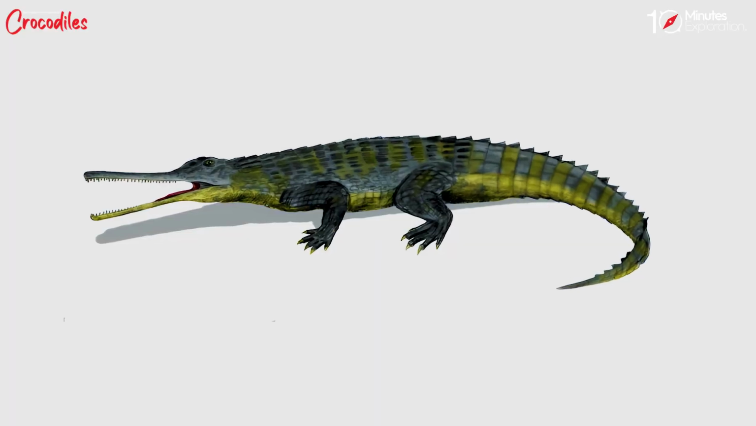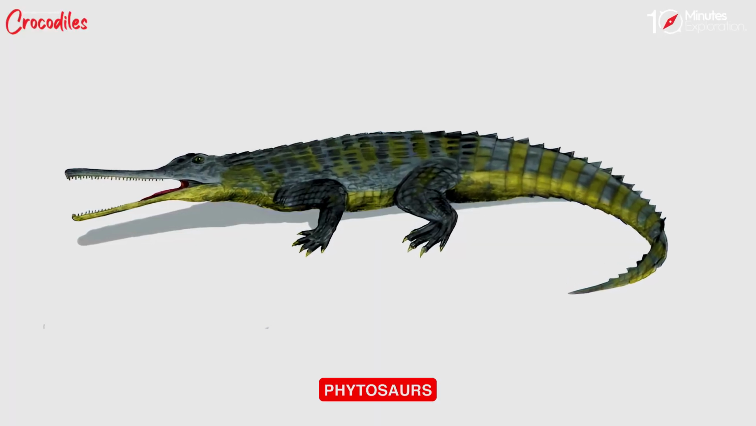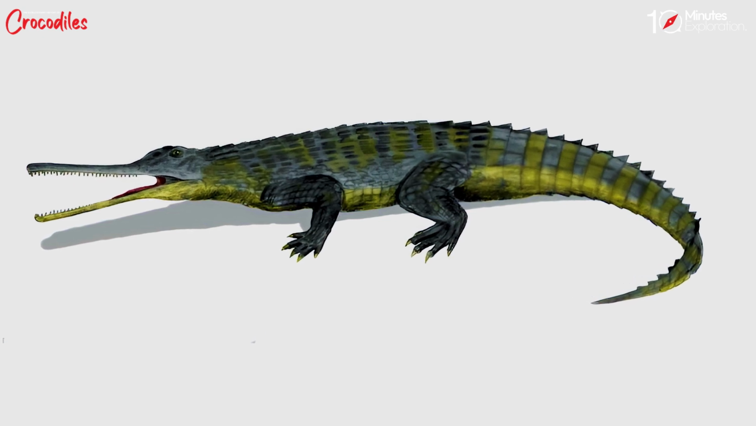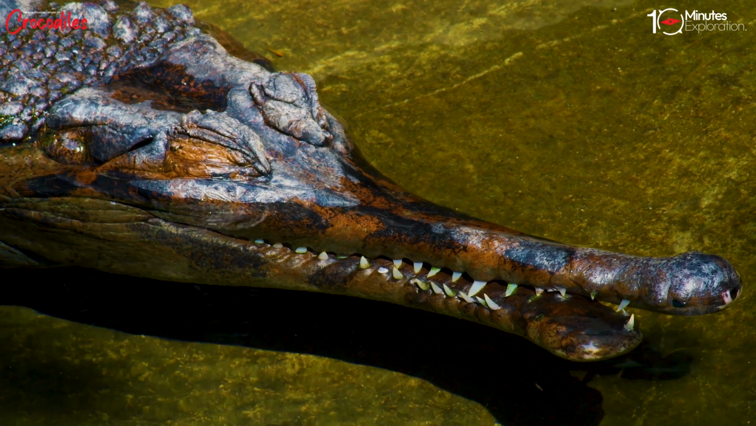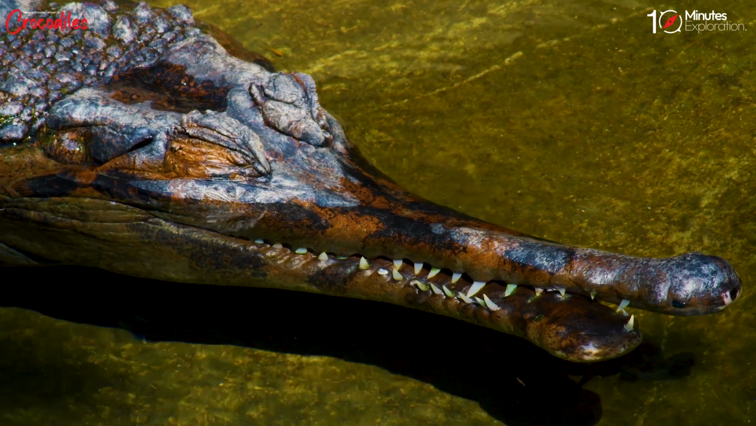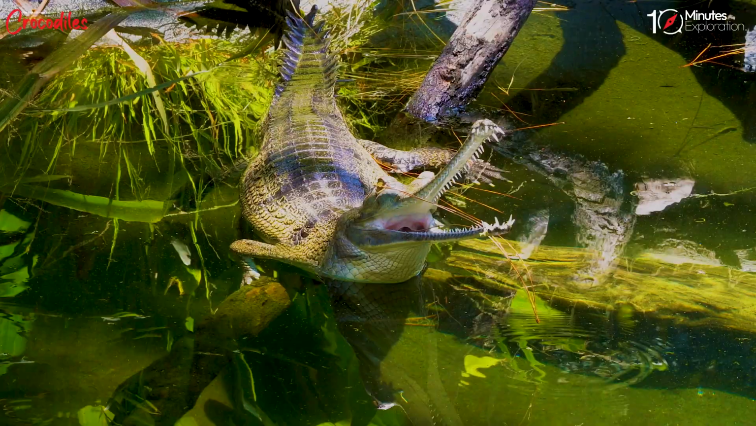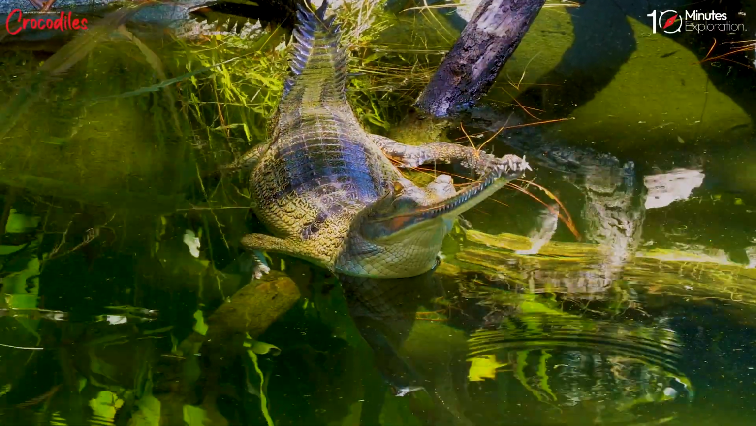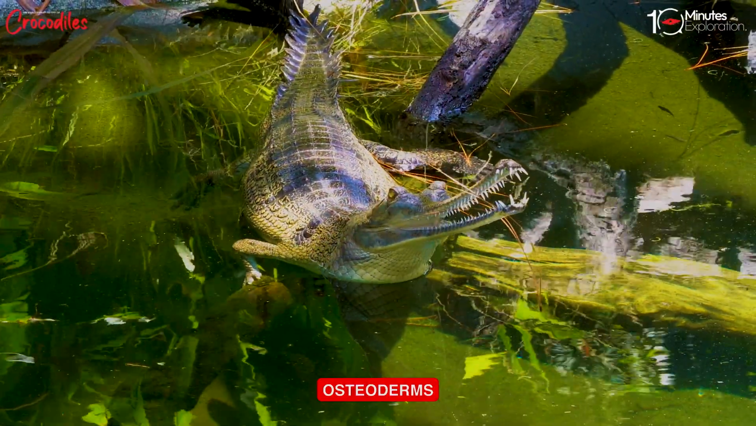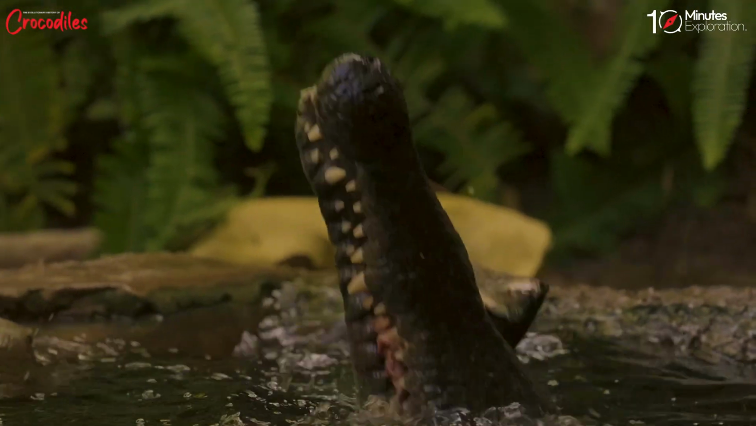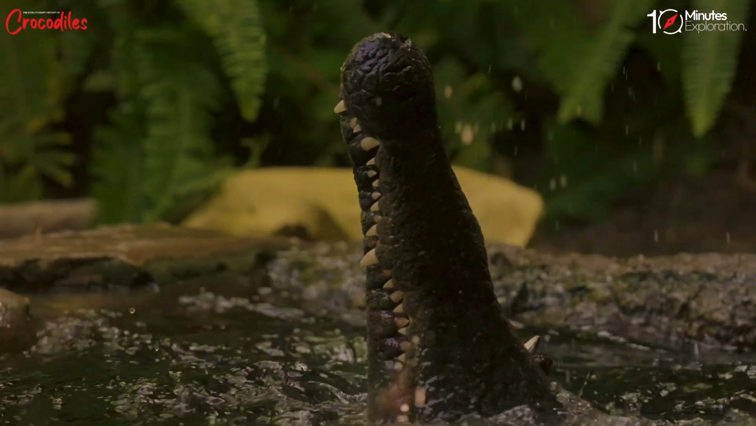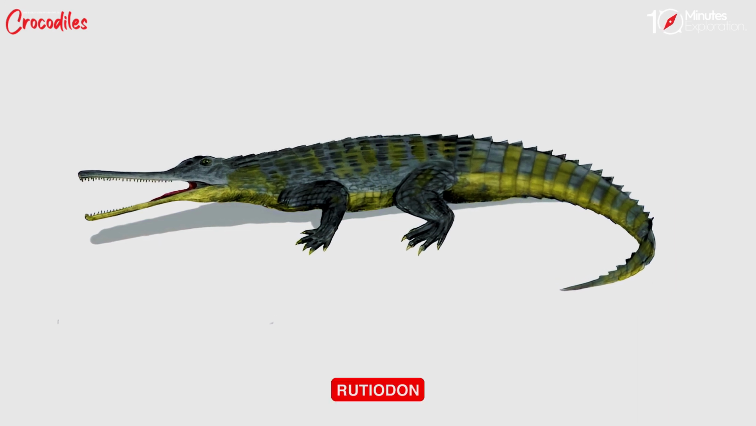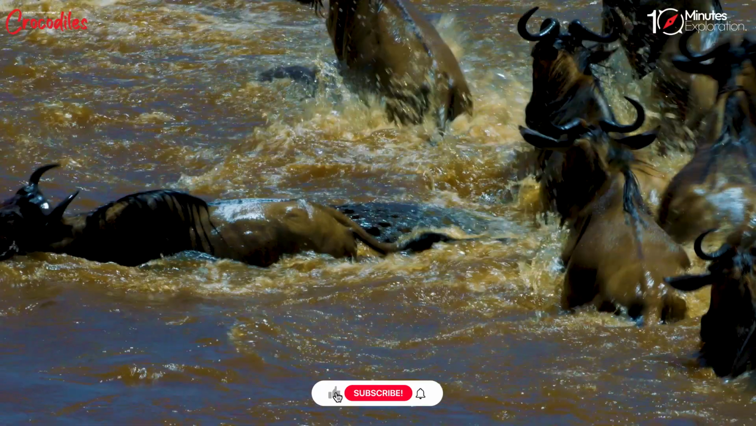Among the most notable archosaurs were the phytosaurs, which looked very much like crocodiles, except for their nostrils. Phytosaurs were semi-aquatic animals that lived in freshwater lakes and rivers worldwide. They had long snouts with many sharp teeth and armored skin with bony plates called osteoderms. They fed on fish and other aquatic animals, as well as terrestrial prey that came near the water. Some of the well-known phytosaurs were Rudiodon and Mystriosuchus.